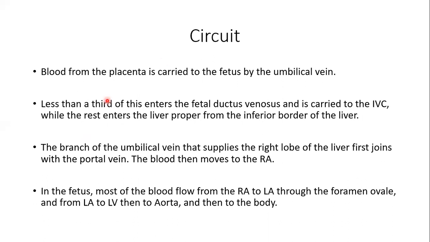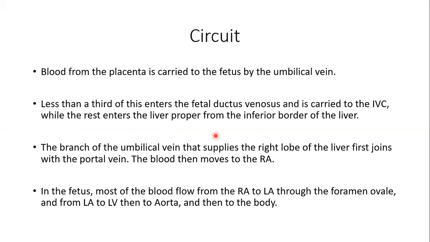Blood from the placenta is carried to the fetus by the umbilical vein. Less than a third of this blood enters the fetal ductus venosus. The ductus venosus is like a shunt that connects the umbilical vein to the IVC, and is like a device to prevent all the oxygenated blood from going to the liver, so that the other parts of the body that are very essential will get well oxygenated blood.